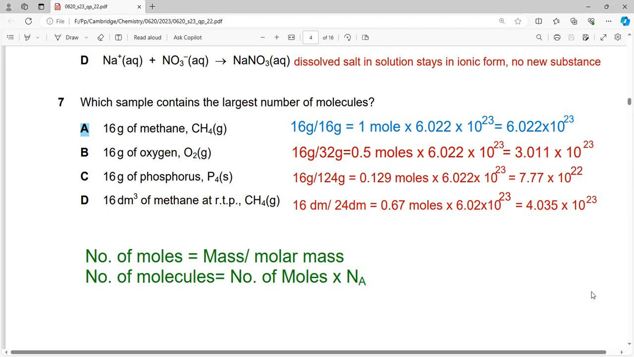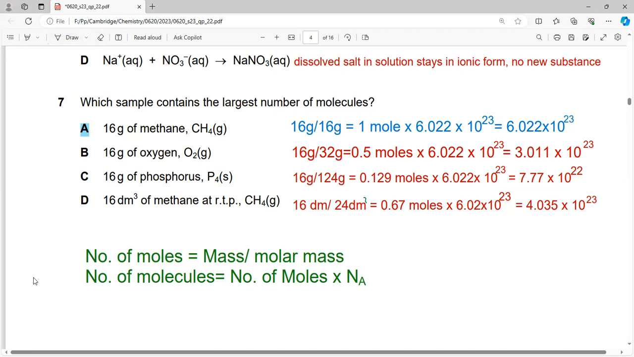In the same way, we have 16 dm cube of methane at standard temperature and pressure. At standard temperature and pressure, every mole occupies 24 dm cube. So 24 dm cube is given there, and you can place it here. I'm trying to draw that. So this is our 24 dm cube. 16 divided by 24 dm cube gives our answer, 0.67 moles. If you multiply by the Avogadro number, you get the given number.